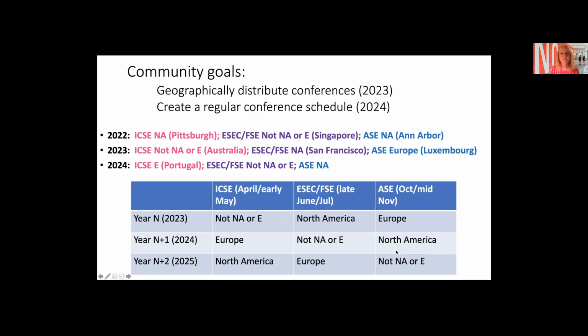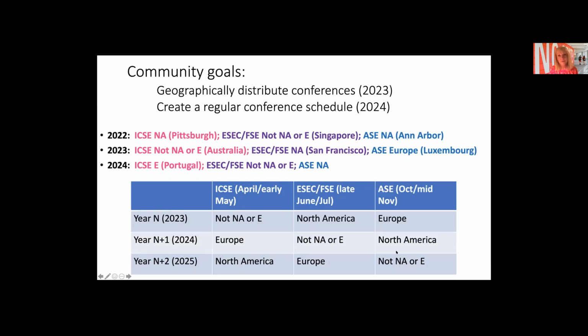And then the other one is to create a regular conference schedule, which, in the past, FSE and ASE have swapped, depending upon if it was a Europe year or not. And now we're trying to distribute them throughout the year on a regular basis. So as far as geographic distribution, I have here the current locations.